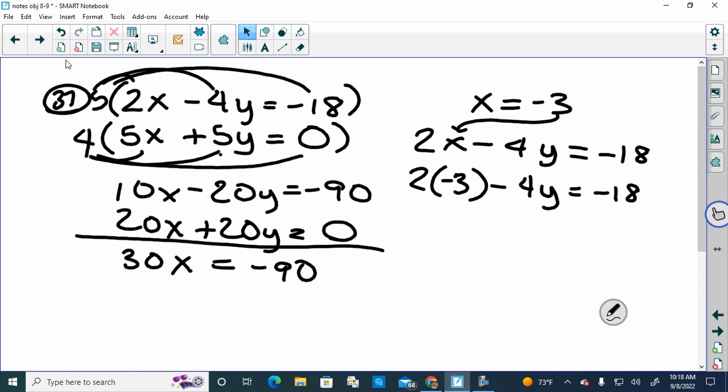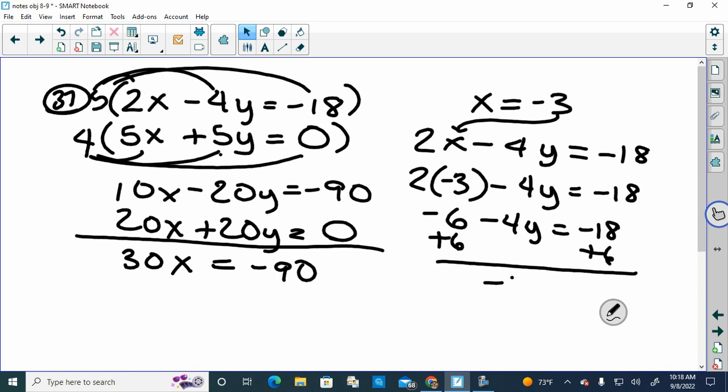Okay, so this would be negative 6. Solving for y, I would add 6 to the other side. So I have negative 4y equals negative 12. Then divide by negative 4. So my y would be 3.